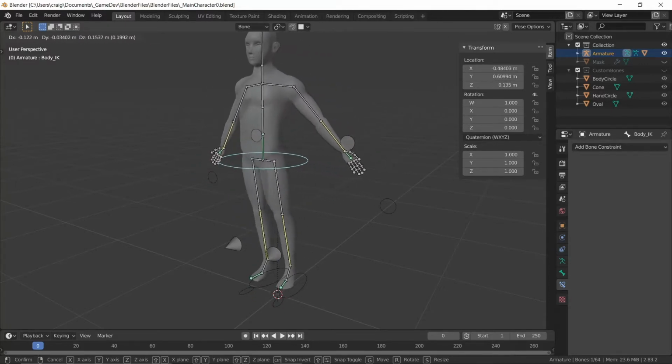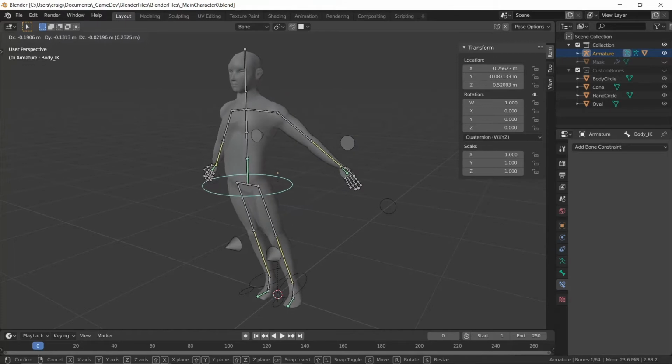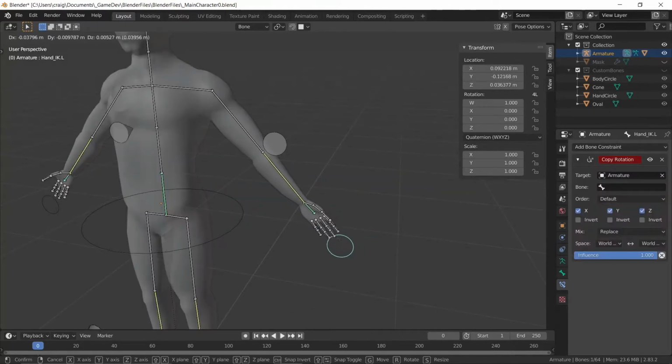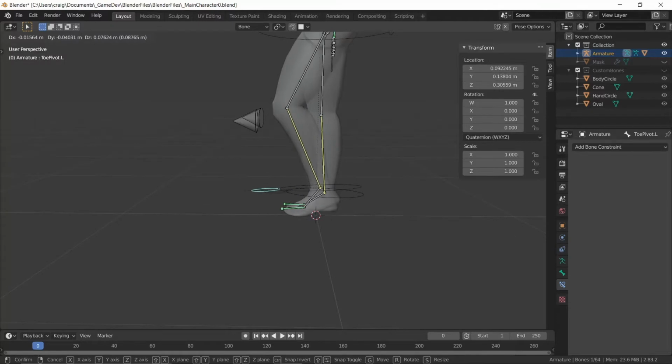Bones need to be placed in good positions throughout the mesh, so that the mesh will move appropriately when the skeleton moves. The hands and feet also have inverse kinematics added to them, which means that just by moving the hand or foot, the entire limb will move along with it.